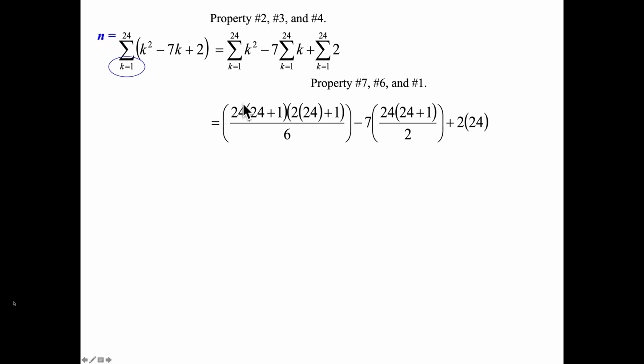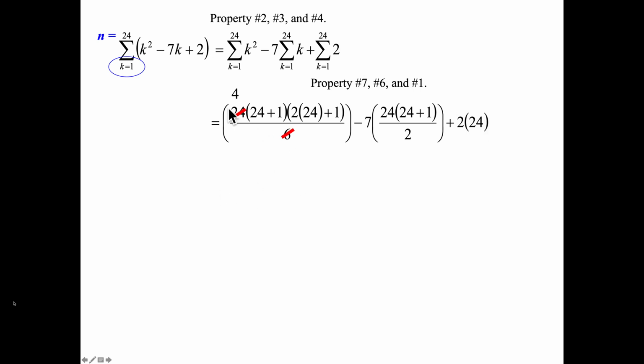And now I'm going to use all my properties. I'm going to use the k squared property, the k to the first, and my constant. So k squared was n, which is 24, times n plus 1, that'll be 24 plus 1, times the binomial 2n plus 1, so 2 times 24, all over 6, minus 7, k to the first, n, times n plus 1 all over 2, and then your constant is just the constant times the n, 24.